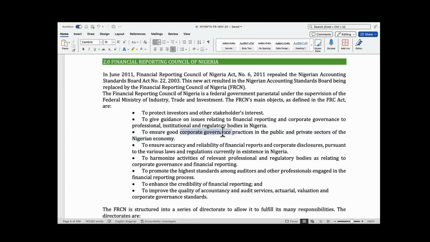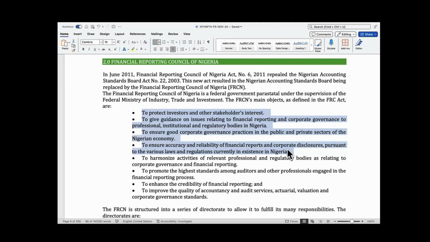Also, that's this for corporate governance, ensuring that people have good corporate governance practices. For reporting, it is to ensure accuracy and reliability of financial report and corporate disclosures. You see, in the exam, these 4 points follow one another, because one must happen before the other. So I always advise my students that, remember these first 4 points. Their core mandate is to protect investors.